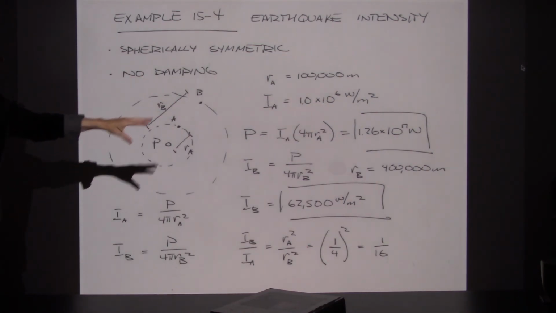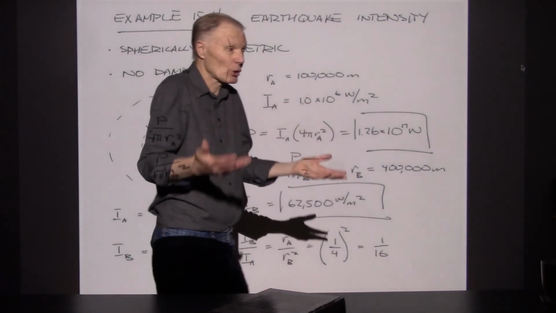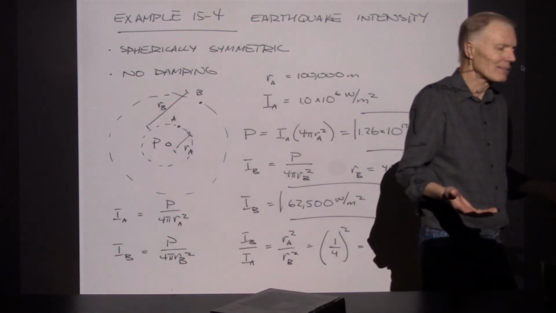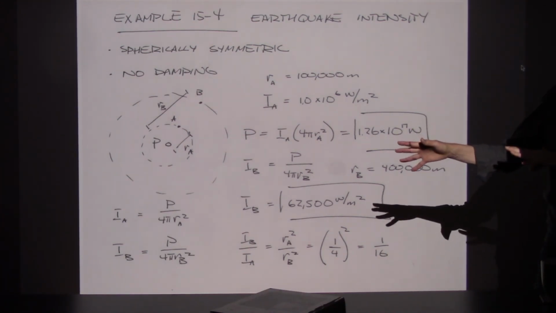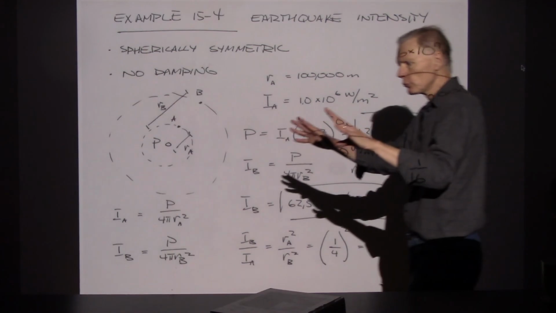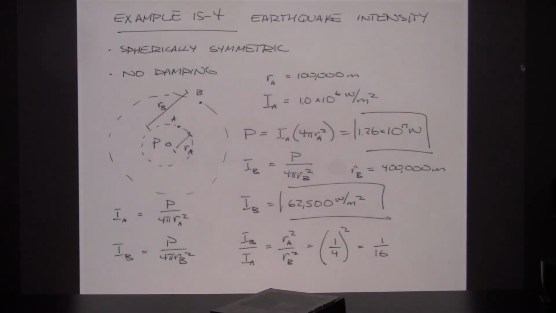Now again, this is not including any damping effect. Some of the energy from the earthquake will just go thermal. It's that damping effect that we looked at back in chapter 14. But we're assuming no damping and that all the energy continues to propagate spherically away from the source.